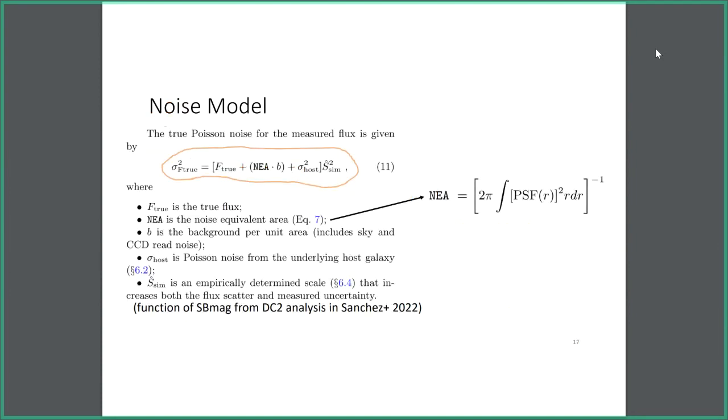Next slide. For the noise model, it's the part circled with the orange line. So there's a source, the source itself contributes some noise, but most of the noise typically is from the background sky, which is B times the noise equivalent area. There's also a Poisson noise from the host. And then this S_sim, that's the anomalous noise from bright galaxies. It's empirically observed. We don't really quite understand why it's there. And this comes from DC2, studying DC2. Next slide.